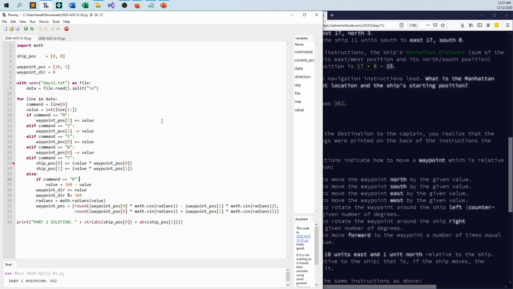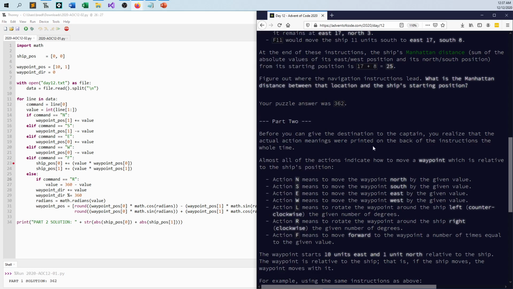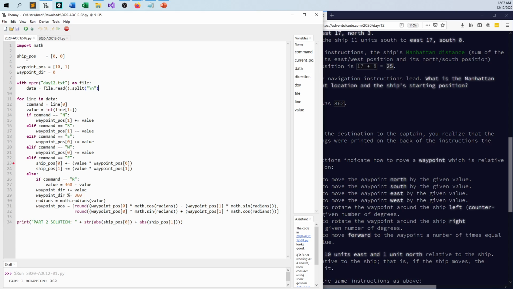Okay, so the ship is moving, but the ship only moves now on a forward command. Everything else moves the waypoint or rotates the waypoint and not necessarily the ship. And so things have changed. Now I don't need my ship's direction anymore because it's all tied to the waypoint direction and multiplications thereof. So I kind of changed everything up.